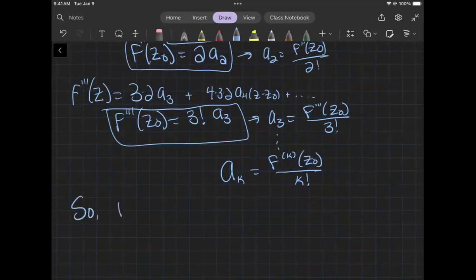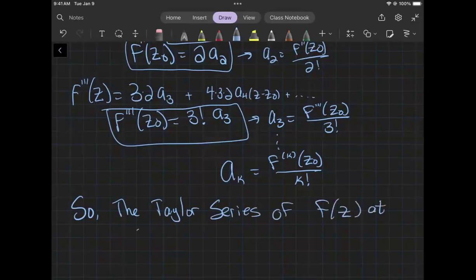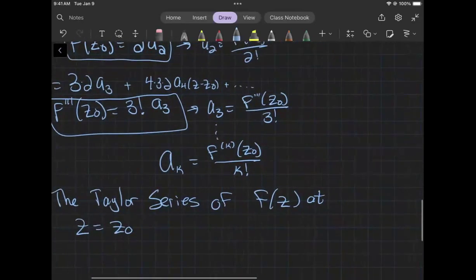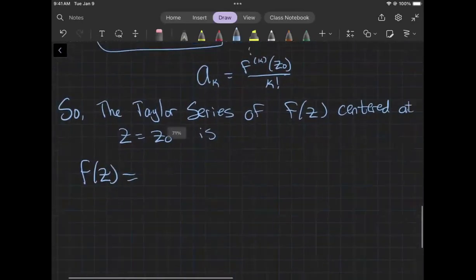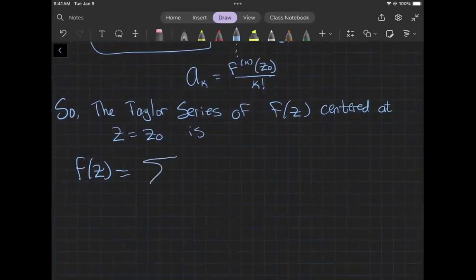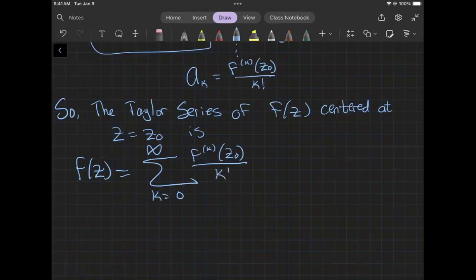So the Taylor series of an analytic function f of z, centered at z equals z naught, is, so we can express f of z as this sum, k equals 0 to infinity of the kth derivative at z naught divided by k factorial times z minus z naught to the k power.